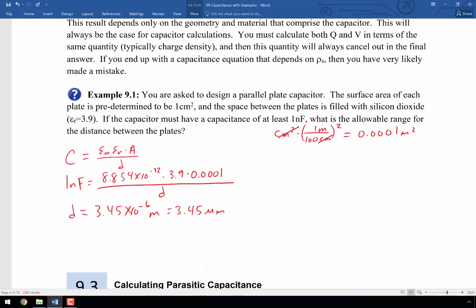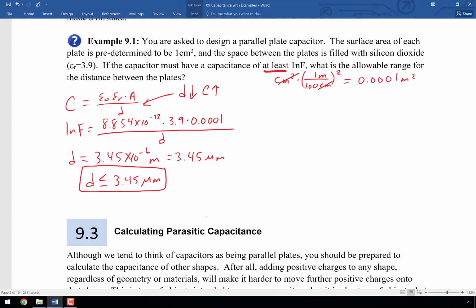And that is the boundary case, but I was asked what is the allowable range for the distance between the plates. And just looking at this equation right here, we can see that as D goes down, C is going to go up. And we need that this capacitance be at least 1 nanofarad. So I'm willing to allow the capacitance to go up, which means that I'm willing to allow D to go down, which means that D must be less than or equal to 3.45 microns. It's a very small distance between those parallel plates. So we have a pretty small surface area and a relatively large amount of capacitance. We really do need to have that distance be pretty small.